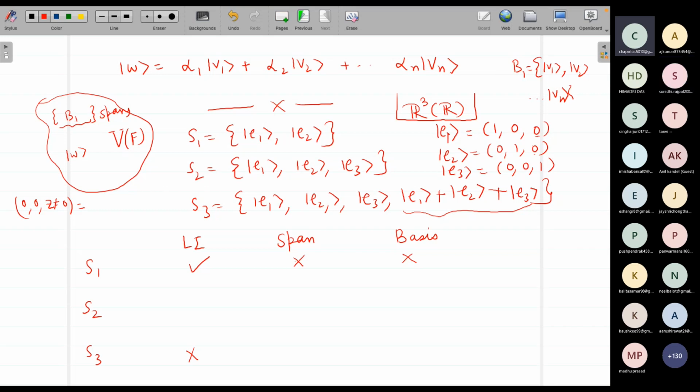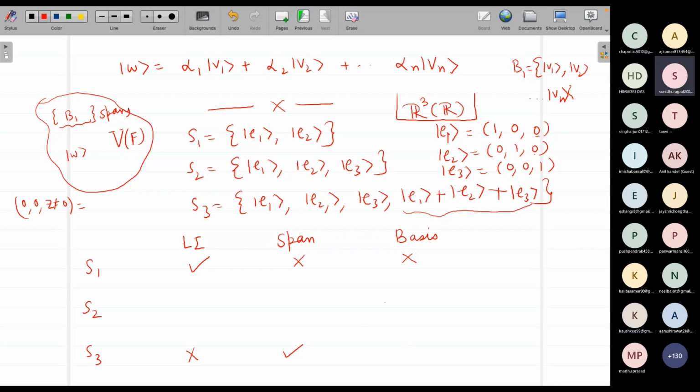Yes. There is no problem in spanning now because you have this additional vector. Any vector we can write down, we can put plus 0 to that, and this will still be a vector of that. So this set S3 will be able to span it. Now, will you call this a basis?